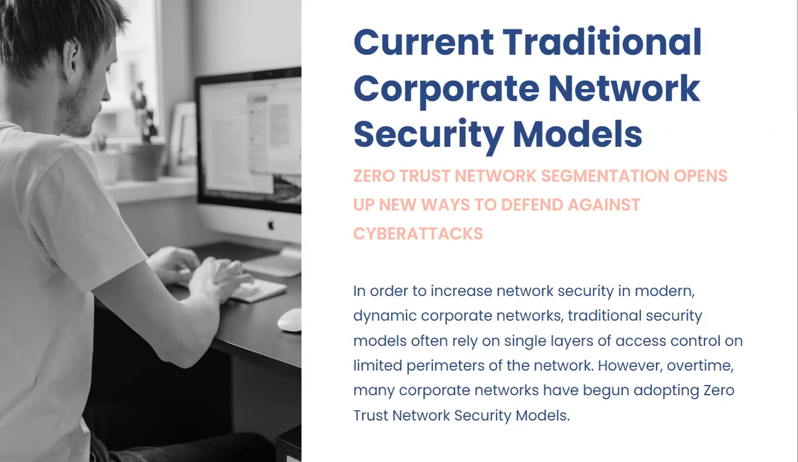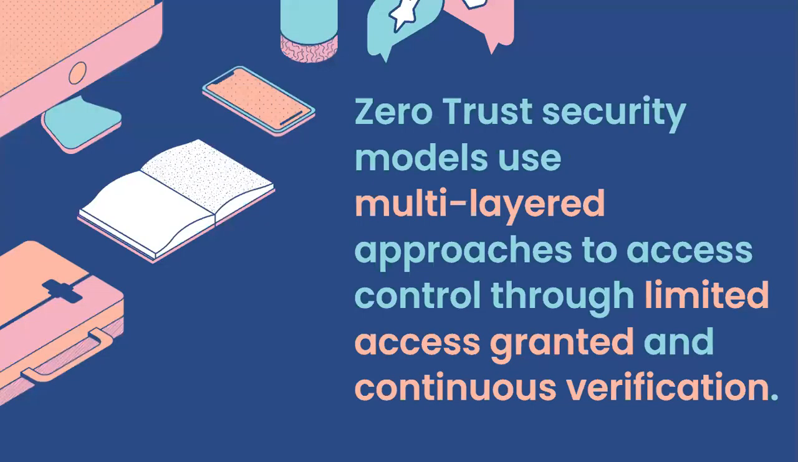This is where our project and proposed methodology come in, where we're employing and encouraging zero trust network segmentation to address all these shortcomings of traditional corporate networks. Essentially, zero trust security models operate under the assumption that no user should be automatically trusted. They use multi-layered approaches to limit access to systems and also employ continuous verification and authentication for users coming in and out.